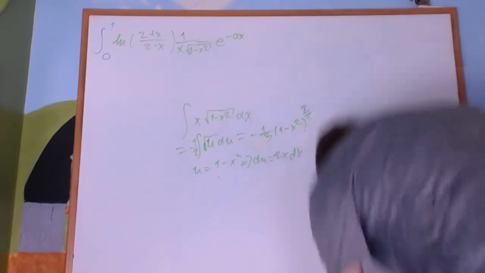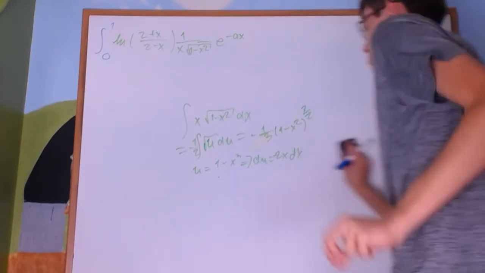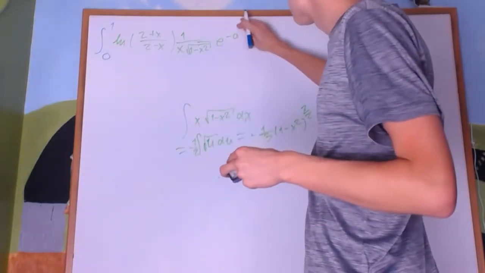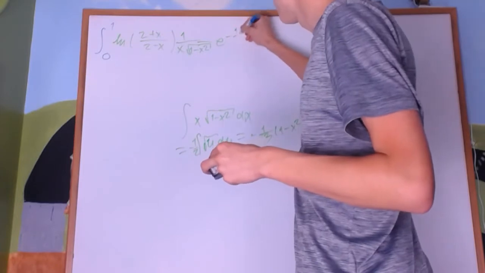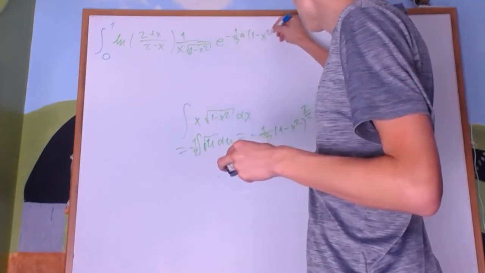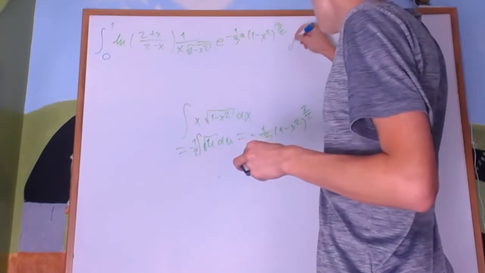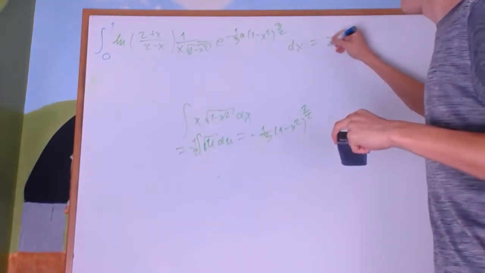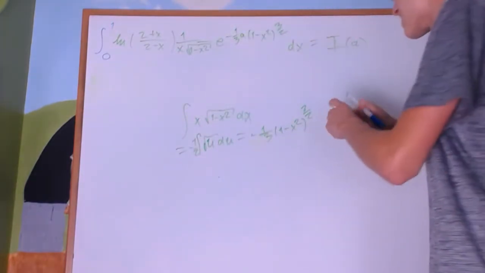Alright. So the idea I'm doing here is that that's what I'm going to put instead of x. So you have negative 1/3 times 1 minus x squared to the 3/2 dx. Now this is I of a.